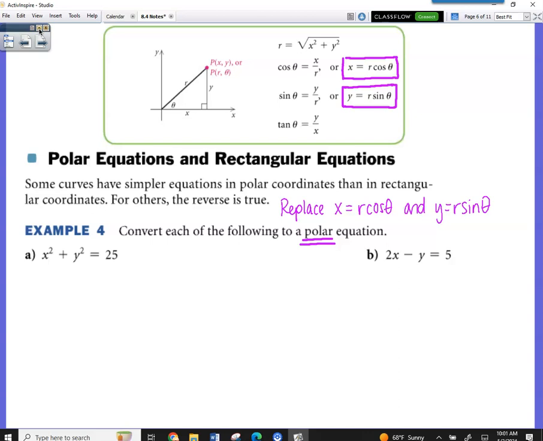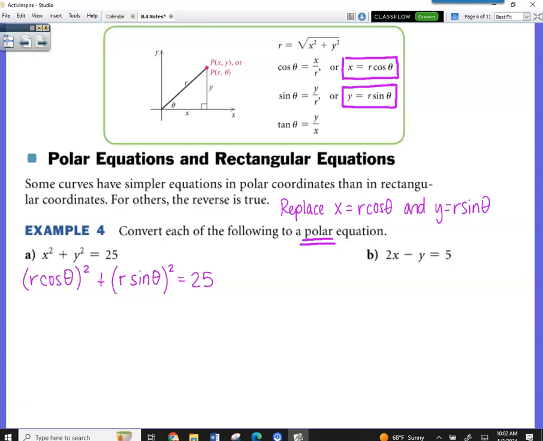So let's go over here. We have x squared plus y squared equals 25. X is actually r cosine theta, copy the squared. Y is actually r sine theta, copy the squared, equals 25. Alright, so that's it. That's the answer, but that is not in what's called simplified form. We do have to clean it up.